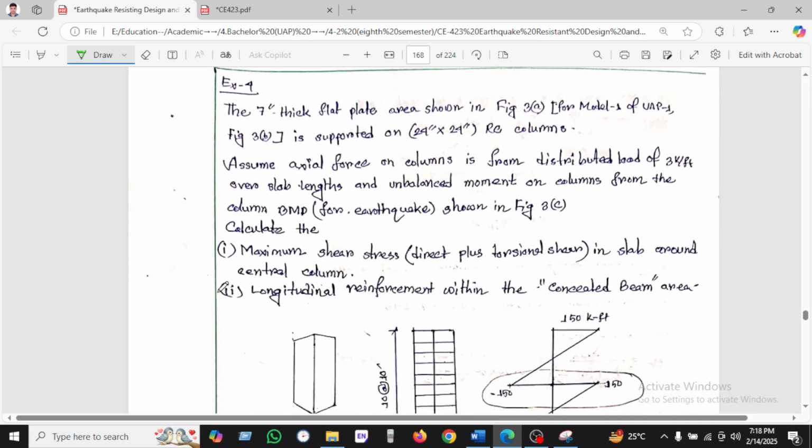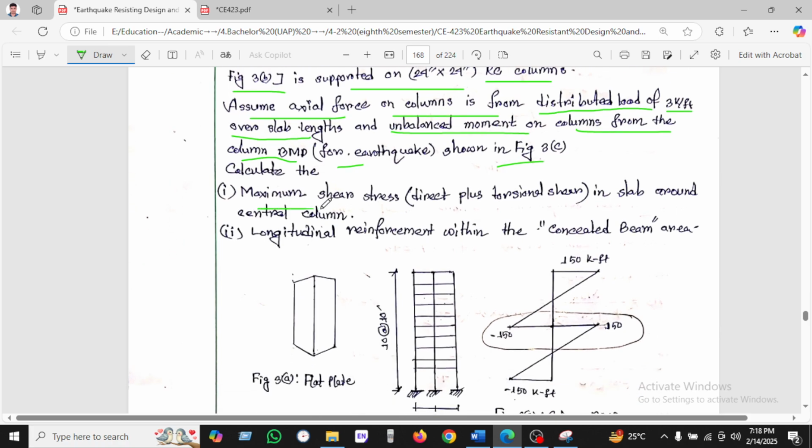So let's see the last example, which is a 7 inch thick flat plate as shown in figure 3 into 4. The model UP1 is given here. The support is 24 into 24 columns. Assume the axial force in the column is from a distributed load of 3 ksi over the slab length, and the unbalanced moment on the column is given from here, and the column BMD for earthquake is given in figure 4.